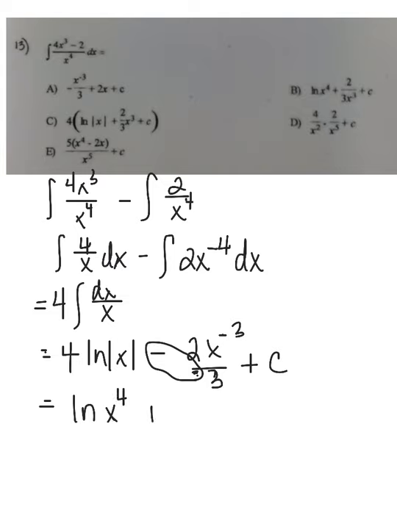Double negative there makes that positive. And then we have 2/3. However, that x to the negative third, I'm bringing it down to the denominator to make it positive, plus c, and there's your answer, choice B.